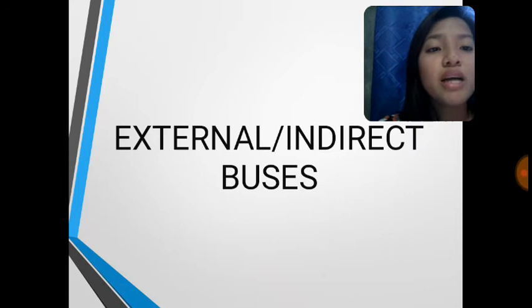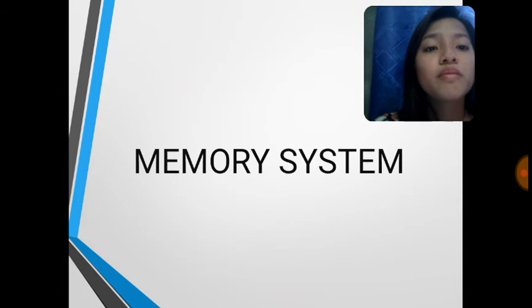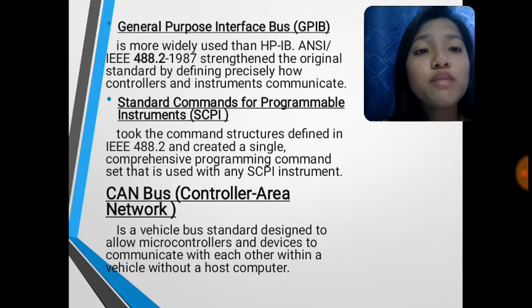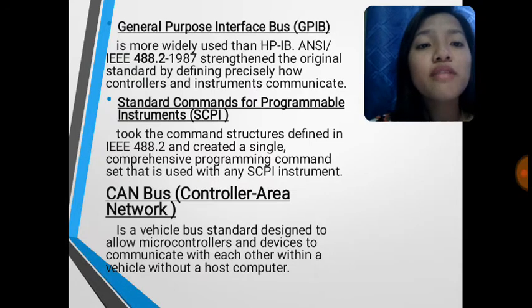External and indirect buses. General Purpose Interface Bus, or GPIB, is more widely used than HPIB. ANSI IEEE 488.2 1987 strengthened the original standard by defining precisely how controllers and instruments communicate.